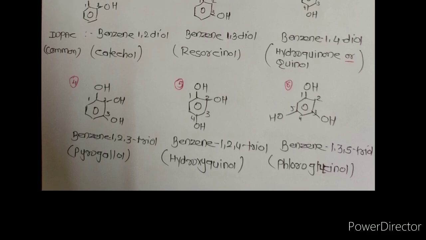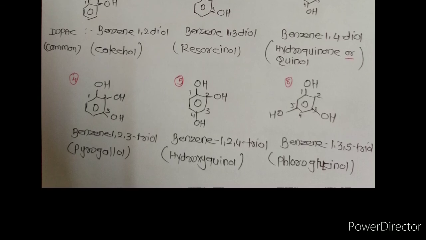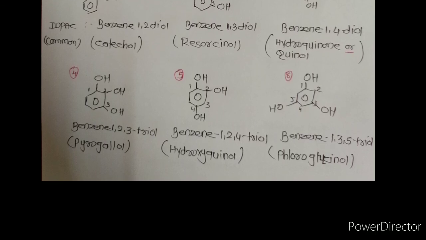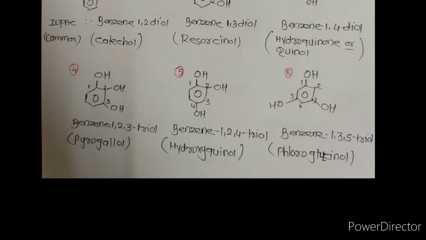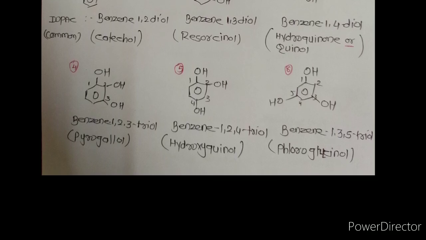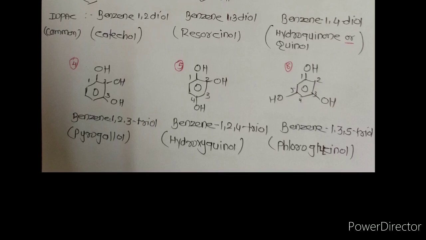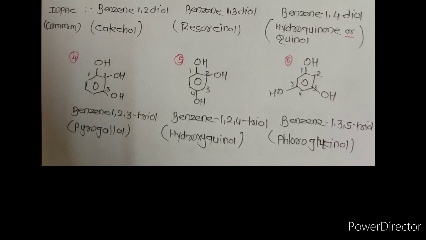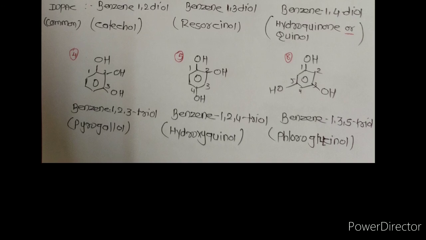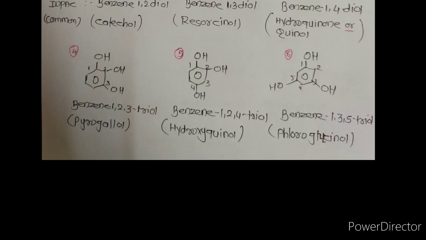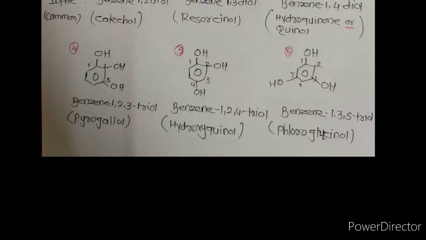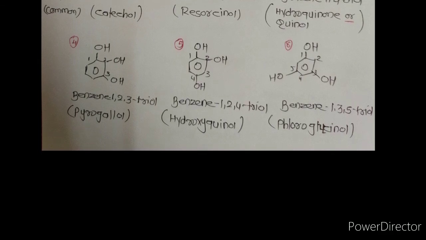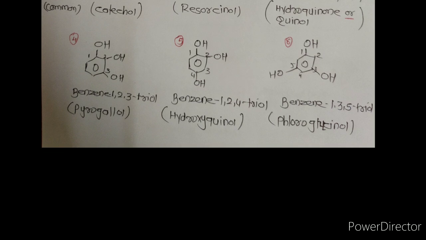Fifth compound: a benzene ring in which OH is present at the first, second and fourth position. Its IUPAC name is benzene-1,2,4-triol, and its common name is hydroxyquinol. Sixth compound: a benzene ring on which the OH group is present on the first, third and fifth position. Its IUPAC name is benzene-1,3,5-triol, and its common name is phloroglucinol. Here remember, diol means the compound contains two OH groups, and triol means the compound contains three OH groups.